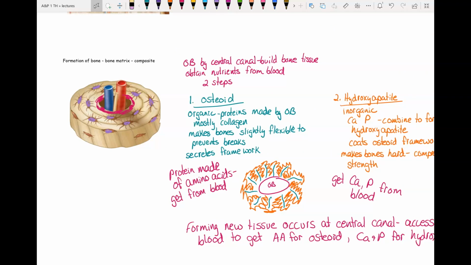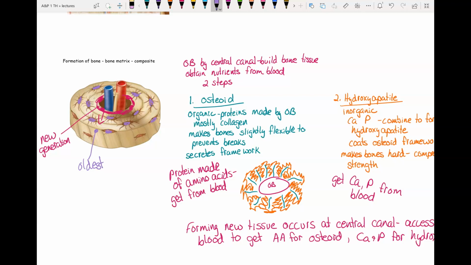So this is a continual, ongoing process. So you always have the new generation here by the central canal. They build bone tissue, then they convert into osteocytes and they monitor stress. Then another new generation is going to come in. So every time that happens, they get pushed further out. So here on the edge, this is your oldest. So you're always making new tissue by the central canal, and then it gets pushed out so that the oldest tissue is on the edge.